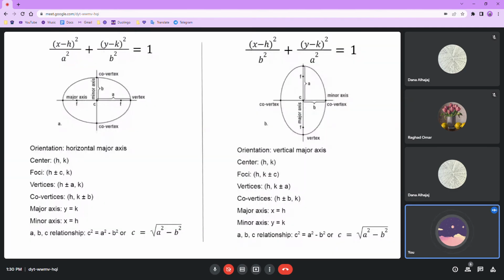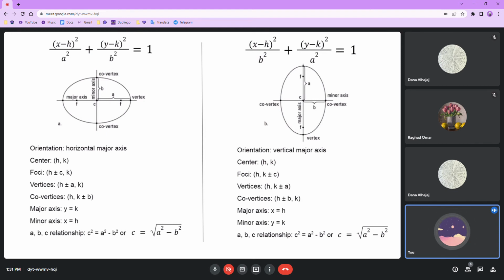There are two different equations for the horizontal and vertical ellipse. Both equations share the same numerator, so the denominator is the determiner of the type of ellipse. In the equation, a is always greater than b, so when a is under x minus h squared, it denotes a longer horizontal line and subsequently a horizontal ellipse. Likewise, when a is under y minus k squared, the formula indicates a longer vertical line and a vertical ellipse.